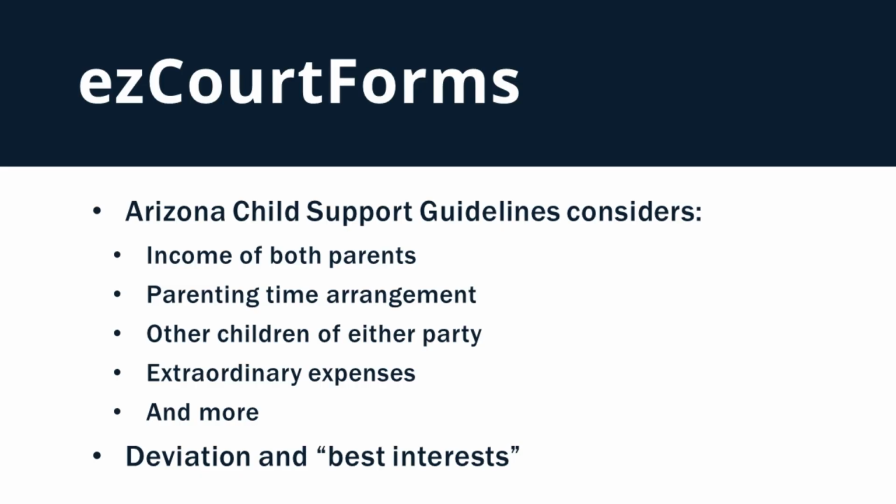For the agreement and standard process, you can ask to deviate from the guideline amount. Deviation means an amount different than the guideline amount, even when the deviation amount is $0. The court has to approve a request to deviate. They must consider the best interest of the child when ordering a deviation.